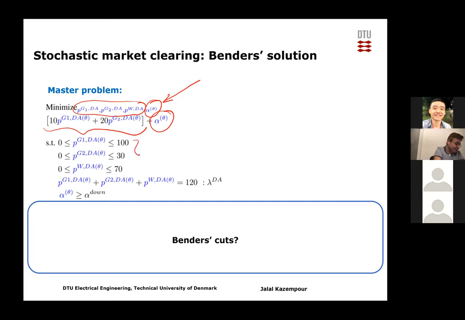Then as constraints, we include our day-ahead constraints, the generation limits of generators and wind farms. And we also include our day-ahead power balance equality. And if we start with the subproblem, we have to introduce a lower bound for the auxiliary variable alpha. Is it clear so far? If you write yes, I'll be very grateful. So all are following? Very nice.